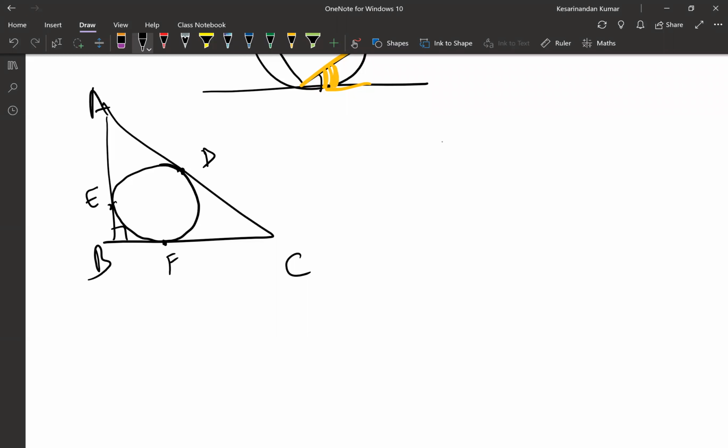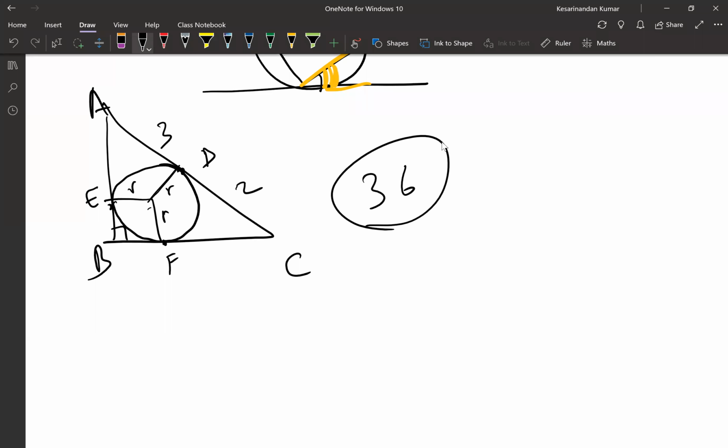So this would be 3, this would be 2. And if the perimeter of the triangle ABC is 36, you will have to find the inradius. You have to find this R. I'm giving you 3 minutes because this is slightly on the moderate or a bit on the difficult side. Let's see how you solve it.